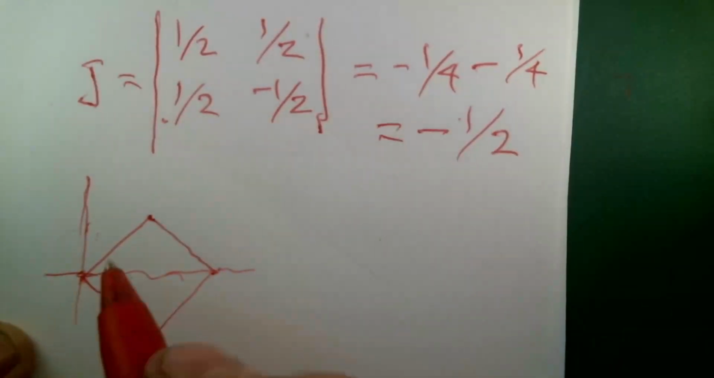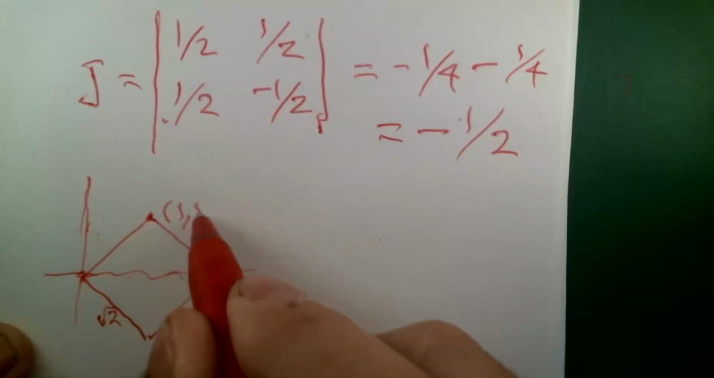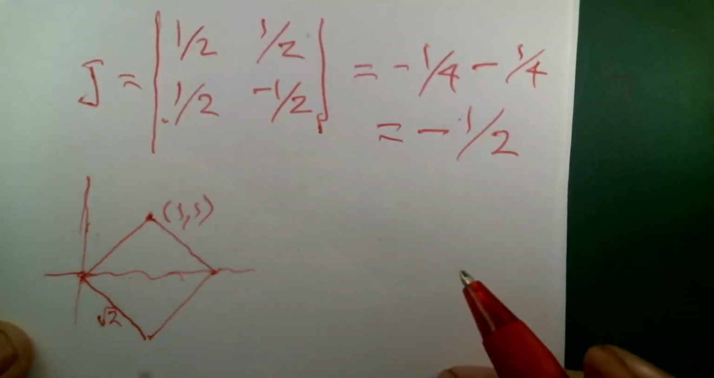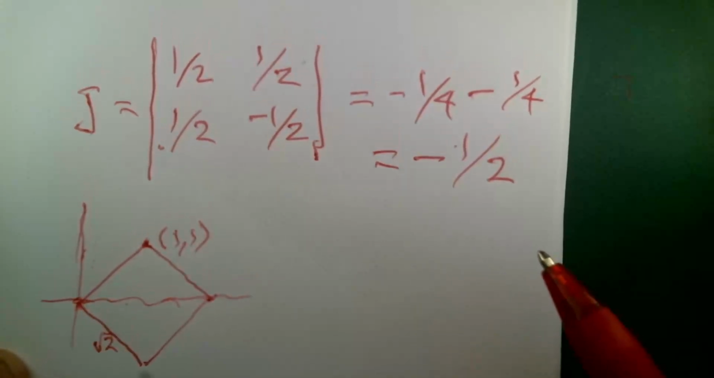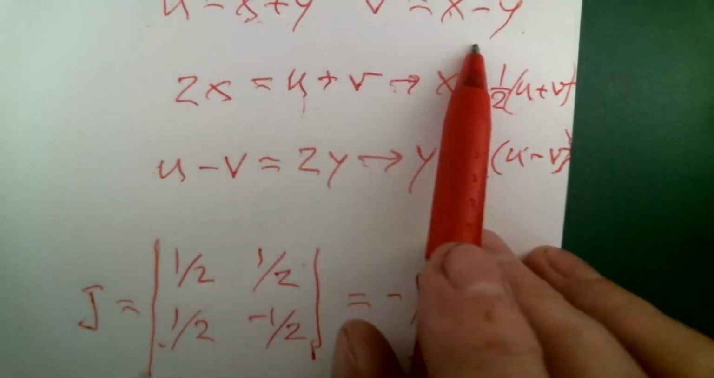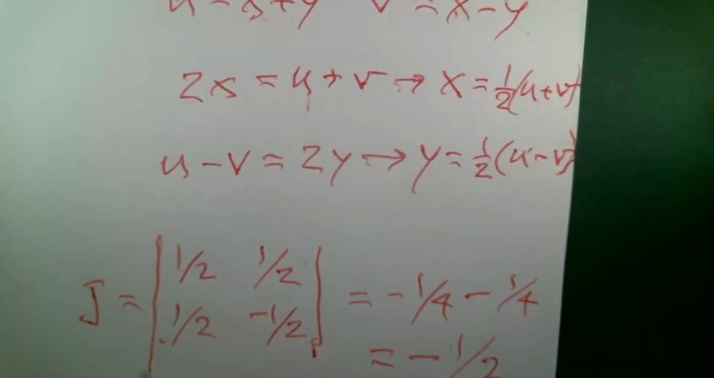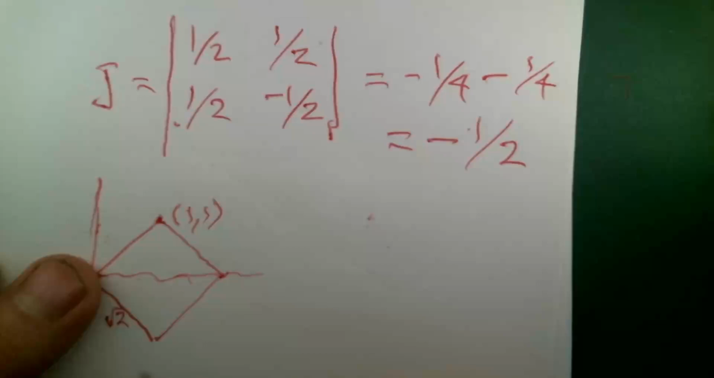What happens to the point right there, which is 1, 1? Wait a minute, maybe before I ask about that one, I should ask about what happens after this transformation to the point 0, 0. Okay, so the origin gets mapped to the origin.